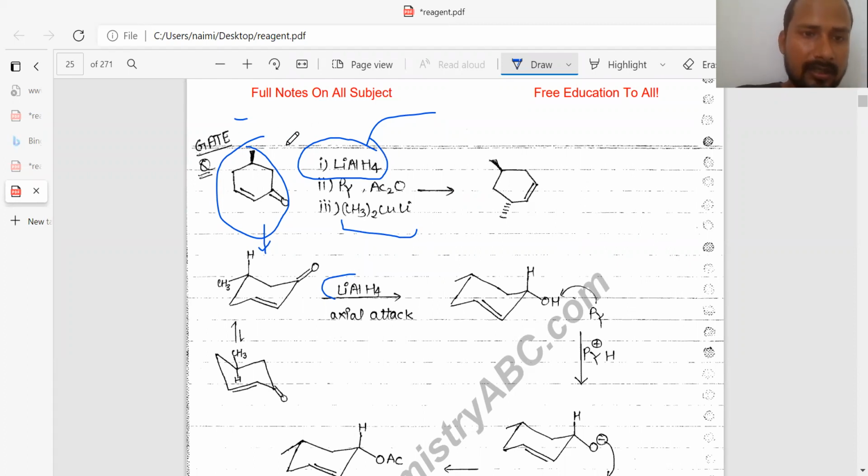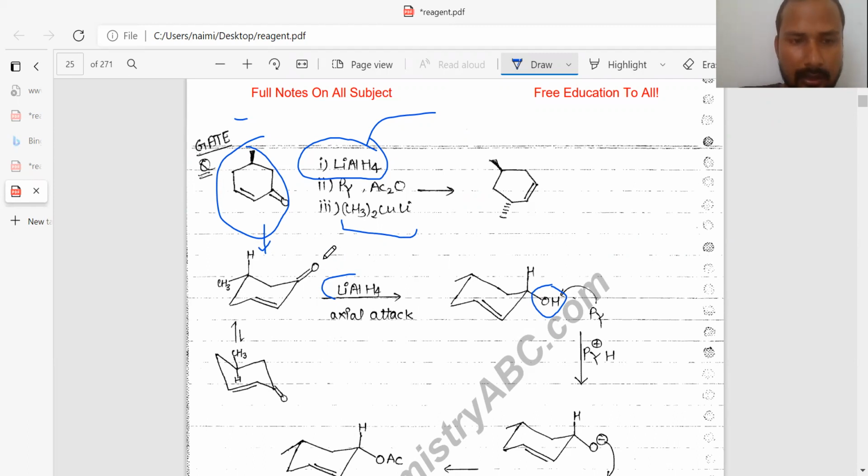Such type of problem you can solve by assigning its cyclohexane, which means the chair-like structure. First the chair-like structure, and after that the function of lithium aluminum hydride is conversion of ketone to alcohol. So it is converted to alcohol. But the question is whether the hydride will attack axial or equatorial.